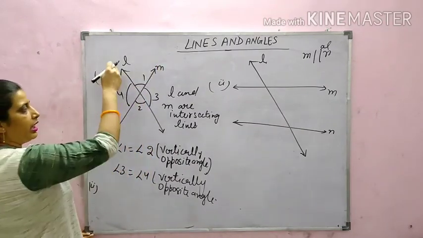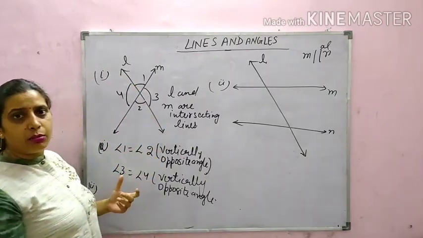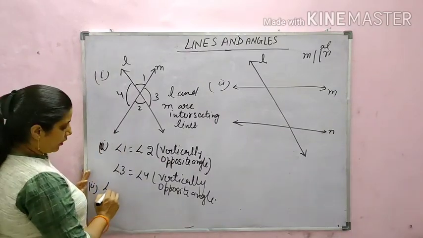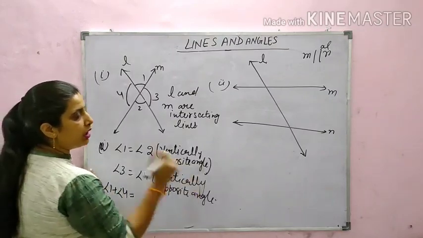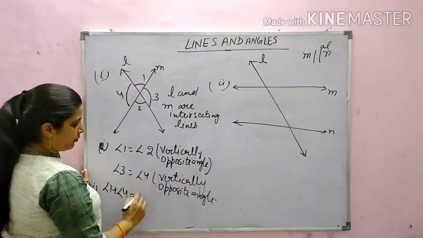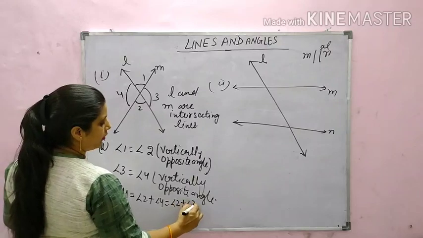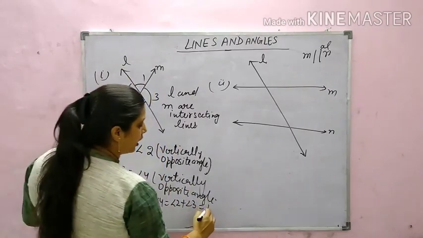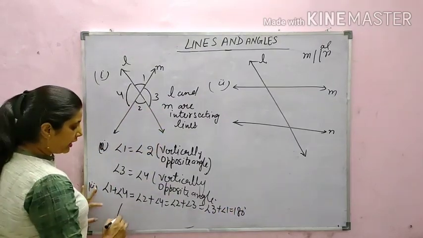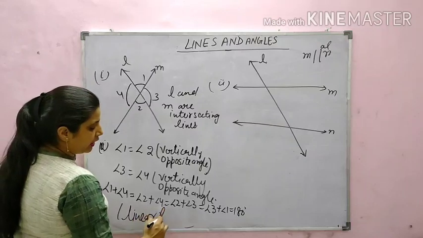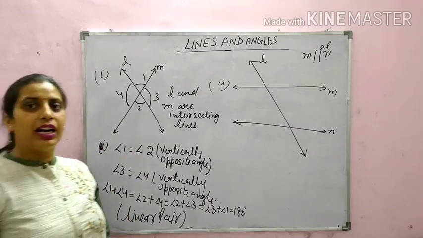Second point. Angle 3 plus angle 2. M is a straight line and L is also a straight line, and on the straight line if two angles are forming, it means they are forming a linear pair, like angle 1 plus 4. I am writing here equal to, because all the values will be 180 degrees. Angle 1 plus 4, then 2 plus 4, then 2 plus 3, then 3 plus 1 equal to 180 degrees. 180 degrees means which type of angle? Linear pair. Clear?